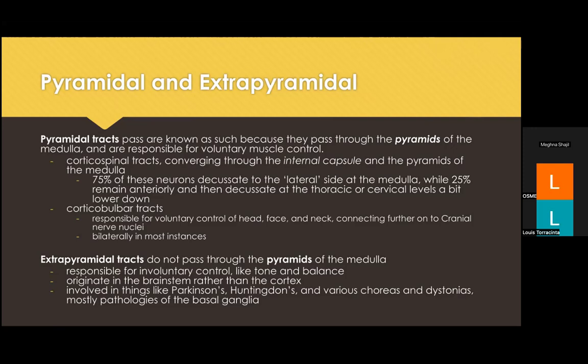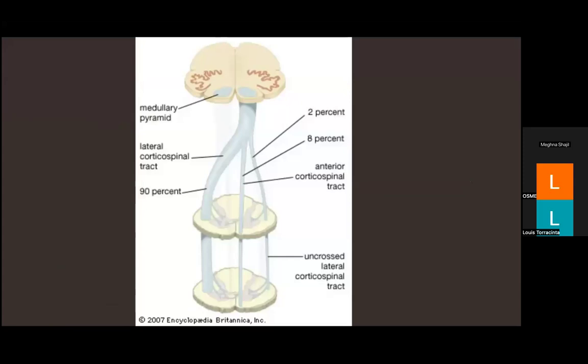These are what we call the problems of the basal ganglia, and those are extrapyramidal. But the distinction is anatomical, and it's not a great distinction. But just terms to be aware of. So here's just a diagram.